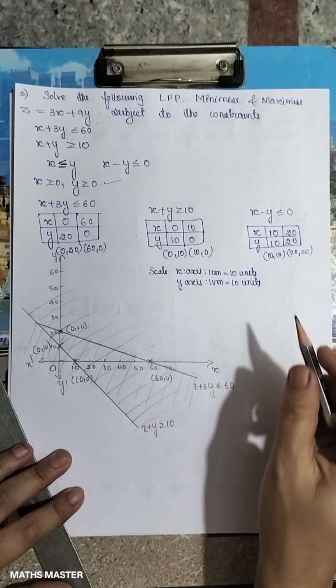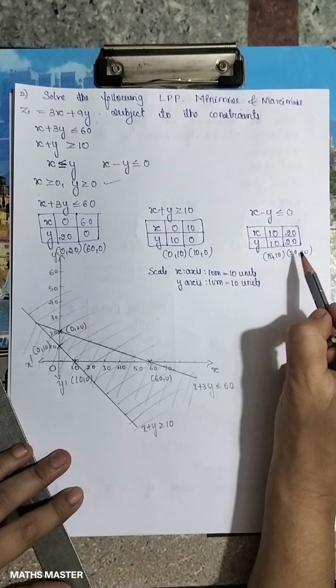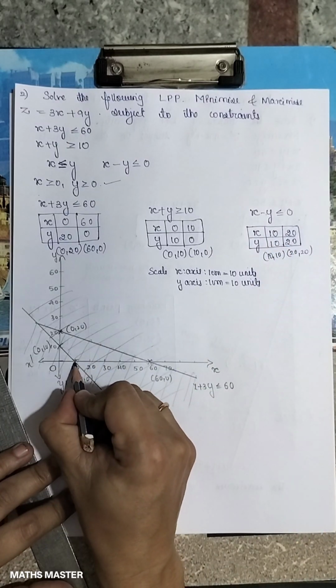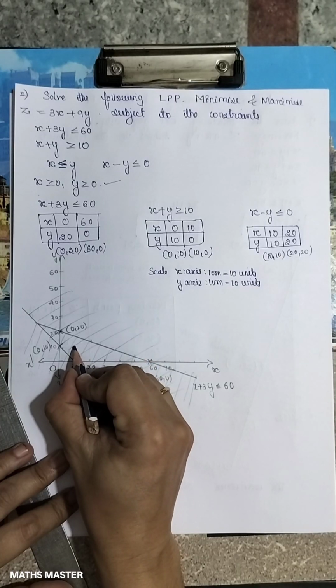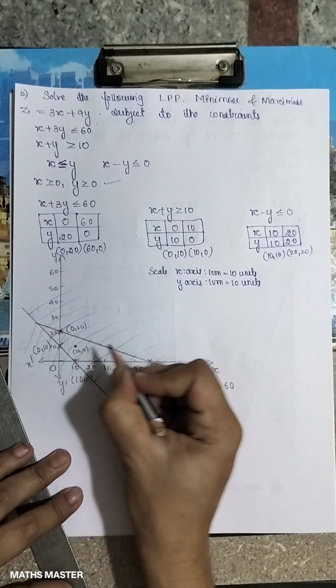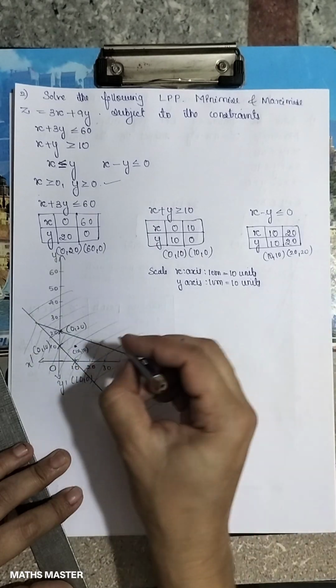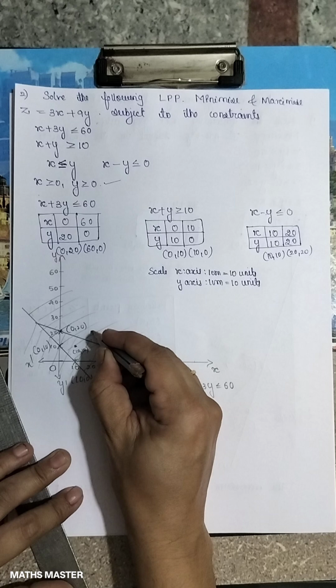There is one more constraint, that is 10, 10 and 20, 20. So 10 and 10, the point will come over here. I mark the point 10, 10. Next we have 20, 20. So x is 20, and y is also 20.